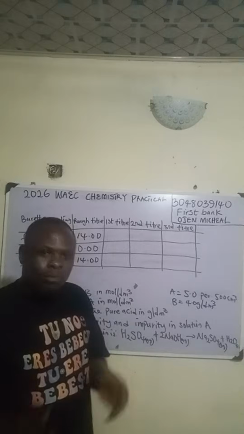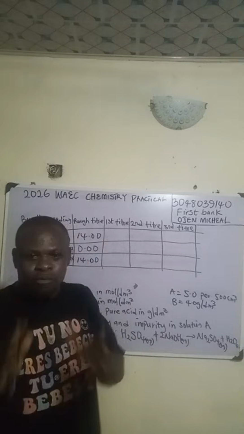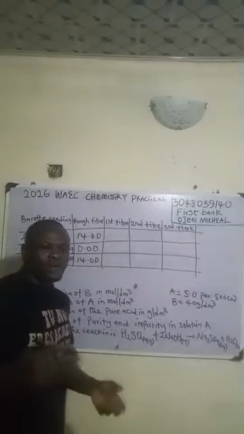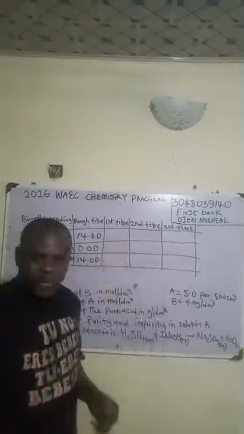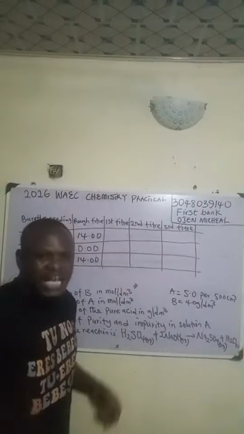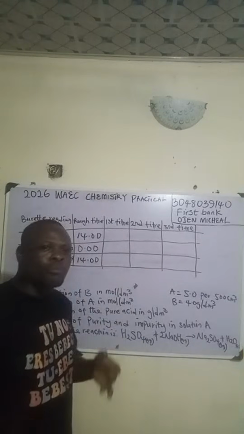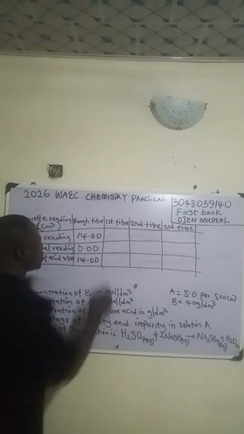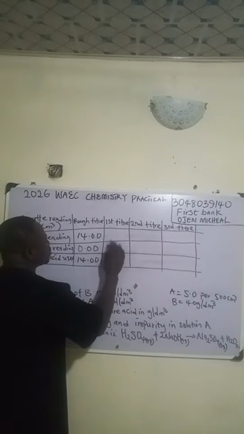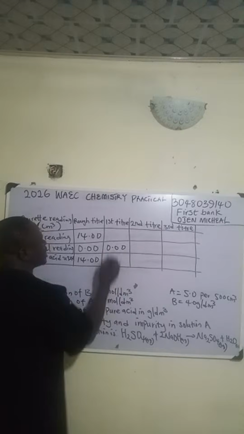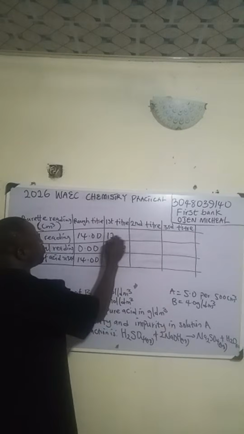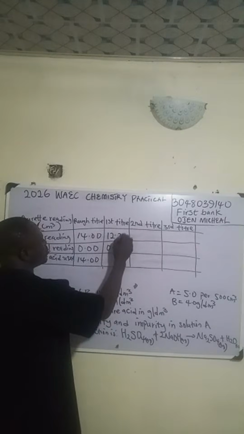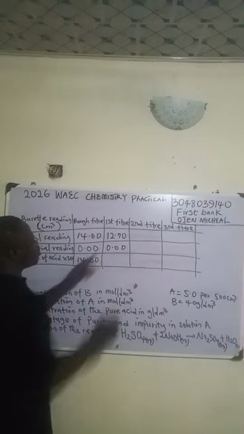It means that if I titrate and get the first endpoint, I have to refill my acid again. I titrate and get the second point, I refill my acid again. That is what it means. So that's what I'm going to do now. So I refill my acid again to be 0.00. And at the end, I have 12.70.